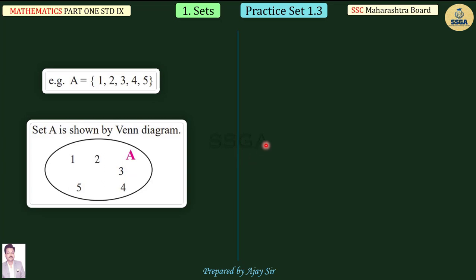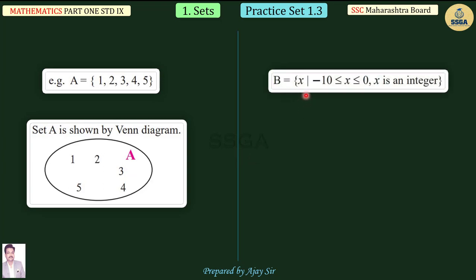Now let us discuss the second example. B is the set of all x such that x is less than or equal to 0 and greater than minus 10, where x is an integer. We know that for integers, on the right side all are positive, and as we go to the left side, all are negative and the numbers keep decreasing. So here the elements are 0, minus 1, and so on till minus 10, all negative numbers.